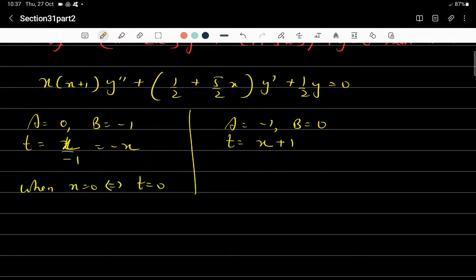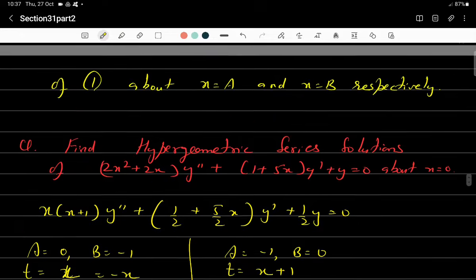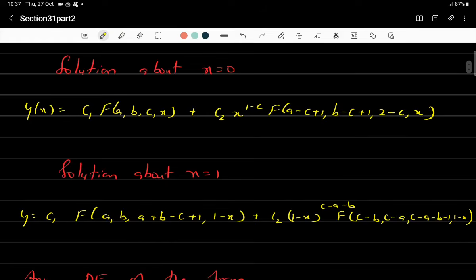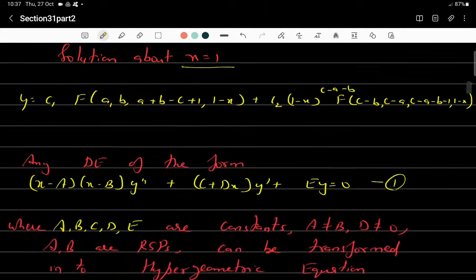And in this case, when I put t = 1, then x = 0. So if I choose t = x + 1, then I have to take the solution about t = 1. That's why we discussed both the solution about x = 0 and about x = 1. So this is very important to remember. Generally, I prefer to consider the solution about x = 0 because it has a little less computation than the other one.